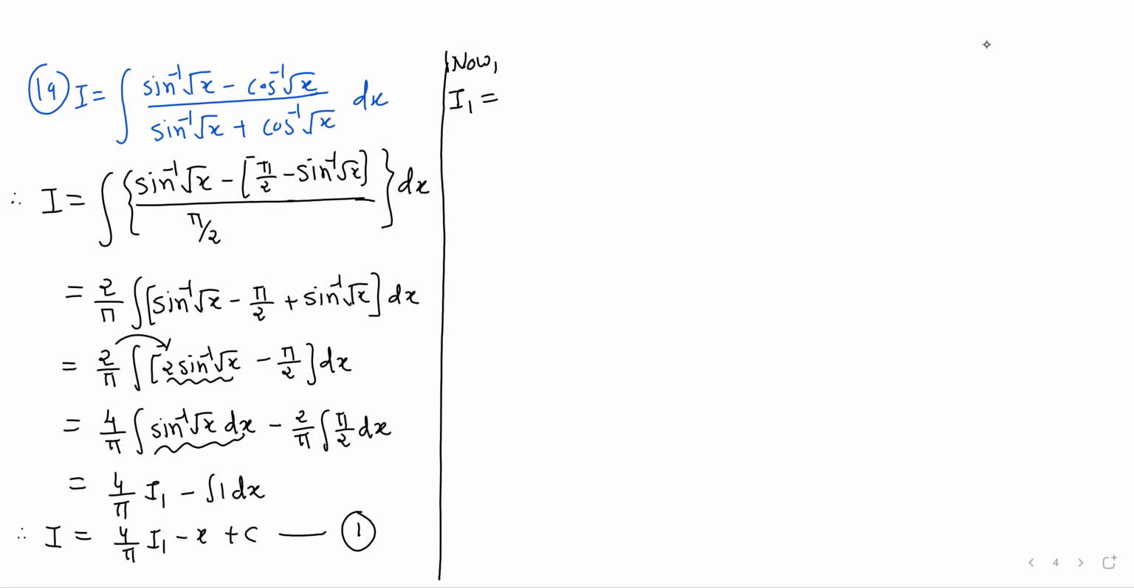Now I1 is equal to integration of sine inverse root x dx. Again, our standard method, consider root. So root x is equal to t. Therefore, x is equal to t square. Therefore, dx is equal to 2t dt.